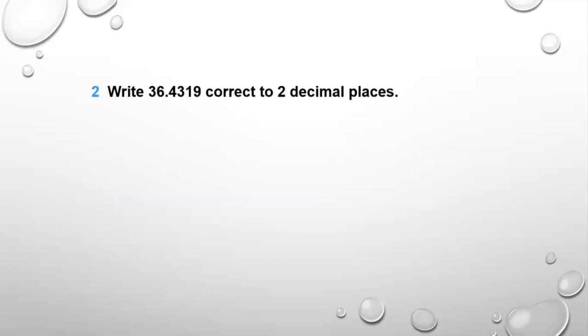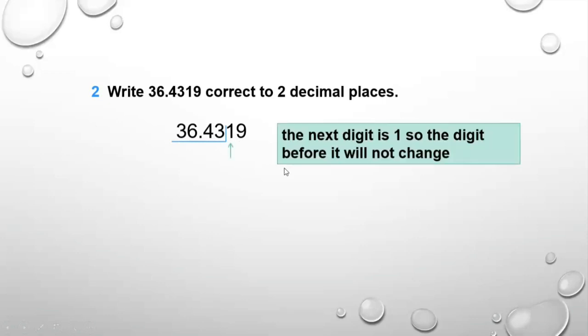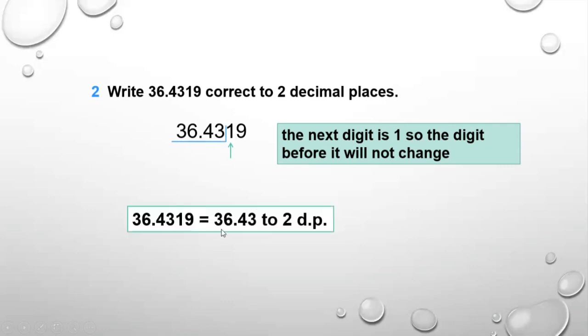Write 36.4319 correct to two decimal places. So what we do here, we go for the next digit after two decimal places. We are supposed to round to two decimal places. The digit is 1. Since the digit is 1, we just ignore the next two digits. No change in the previous digit. It will not change at all. And the number rounded to two decimal places is 36.43.